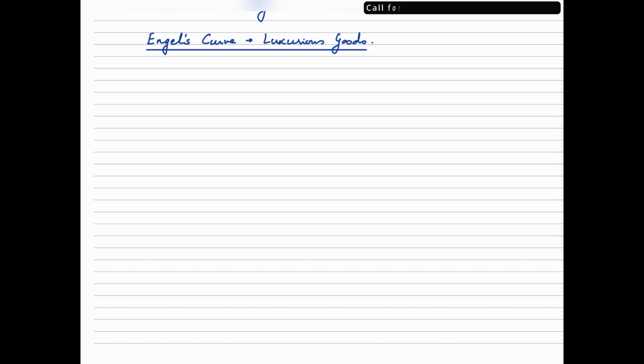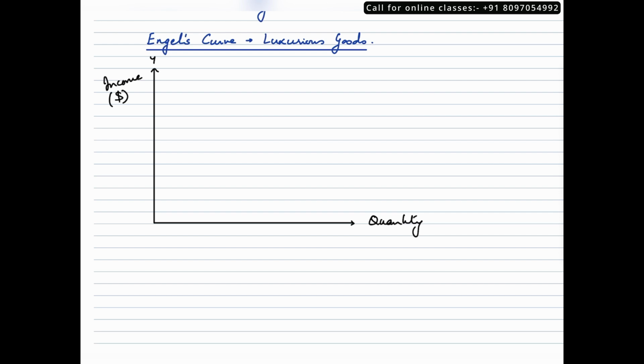So before we move forward to Engel's curve for luxurious goods, what would an Engel's curve show? It would show how the consumption of a commodity is changing given the changes in the income of a consumer. Alright, so this is the y-axis, x-axis, we have income on the y-axis and quantity of good X on the x-axis, which is a luxurious good.